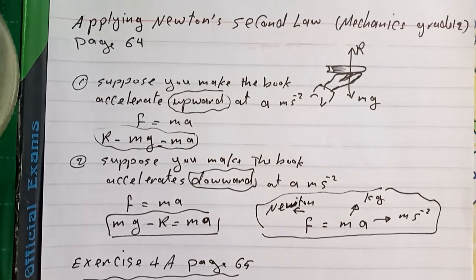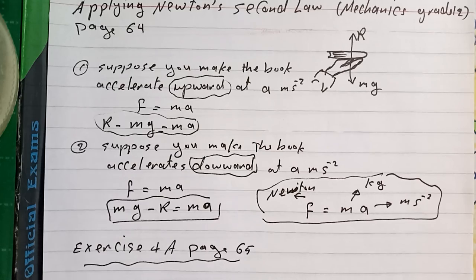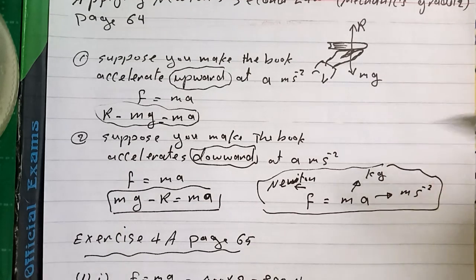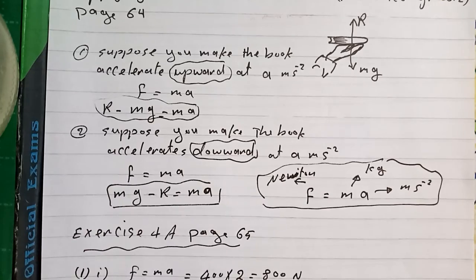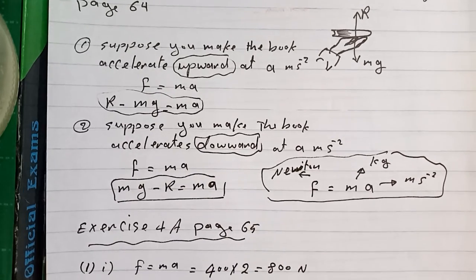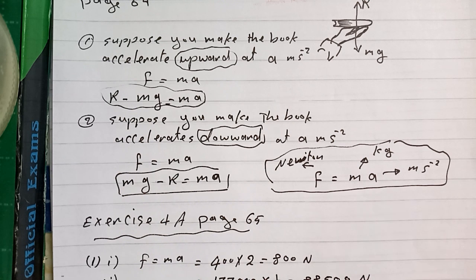On the other hand, suppose you make the book accelerate down, meaning it takes you down. So it will be the opposite. The equation will be the opposite: mg minus R equals ma. In both cases, Newton's second law, F equals ma.